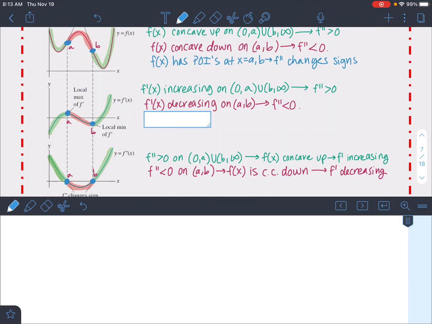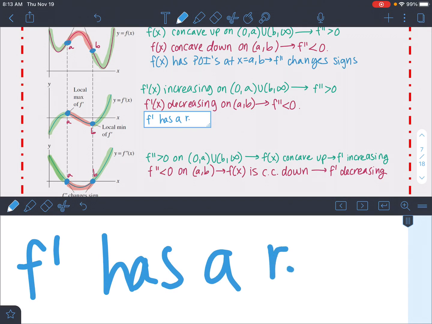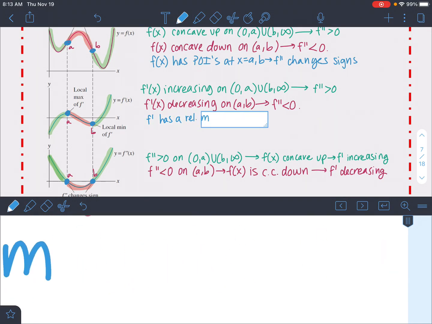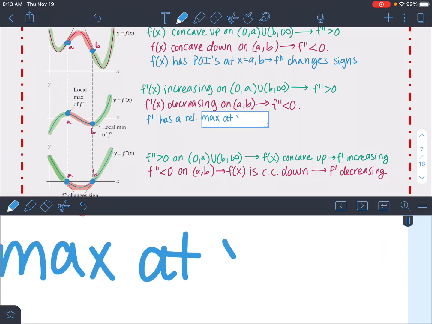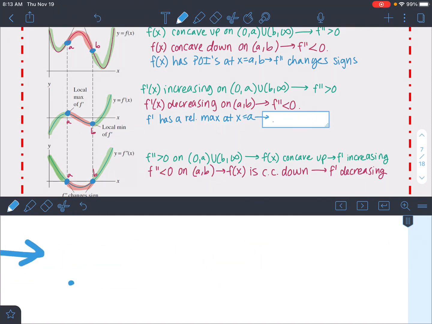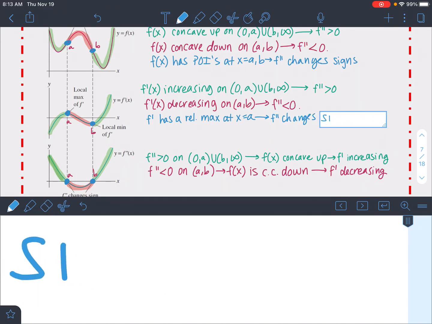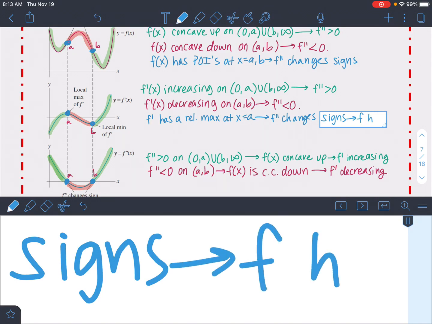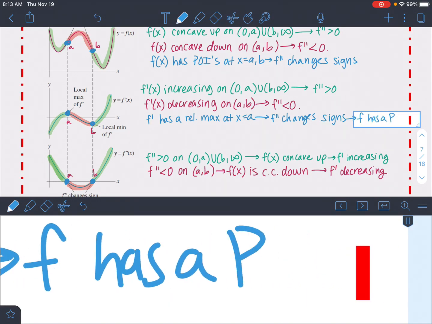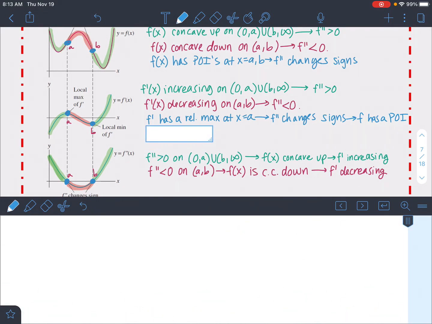We want to talk about, what does f prime have? Well, f prime has a relative or local max, okay, at x equals a. Why does it have a local max there? Because f double prime changes signs. And again, what does that mean? If f double prime changes signs, that means f has a point of inflection. The original graph has a point of inflection.